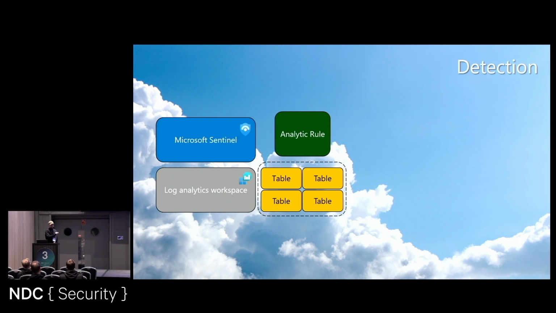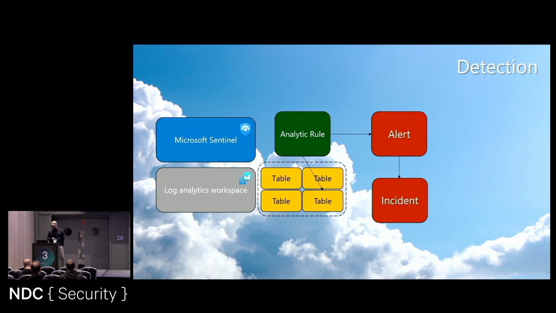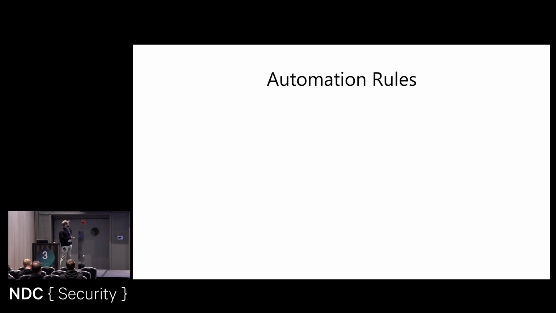But for detection, we have an analytic rule that queries a table based on some idea we have that something is malicious. This creates an alert, and then at a certain threshold, an incident. And this is what we're going to be handling. So automation in Sentinel comes in 2 flavors. The first one is automation rules. And automation rules are very simple. If you've ever been into programming, it's if-then.